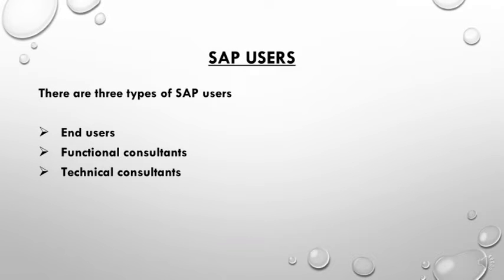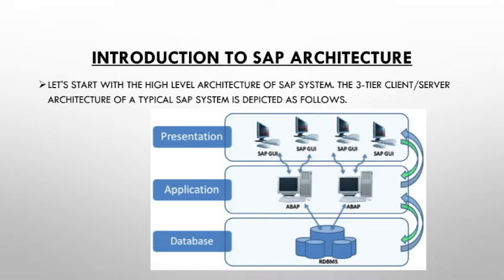If we talk about the SAP users, here I will discuss the R3 system of SAP. The R3 system of SAP depends upon three layers. First is the presentation layer, second is the application layer, and the third is the database layer. The presentation layer is the front end of the SAP software system, which is basically related to the end users.